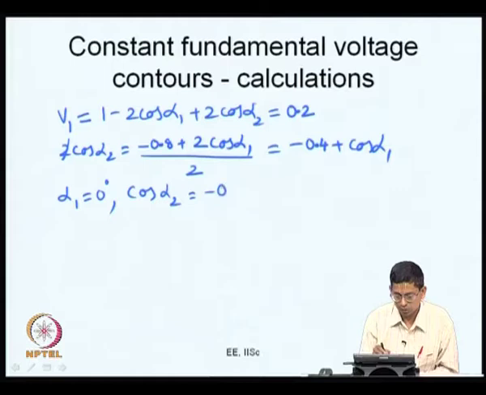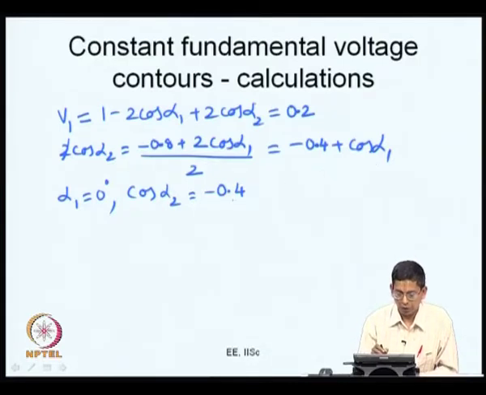minus 0.4. So, what we have is 1 minus 2 cos alpha 1 plus 2 cos alpha 2 is equal to 0.2. Therefore, 2 cos alpha 2 is 0.2 minus 1, here is minus 0.8, plus 2 cos alpha 1, and the whole thing divided by 2. So, what we have is minus 0.8 by 2 is minus 0.4 plus cos alpha 1.